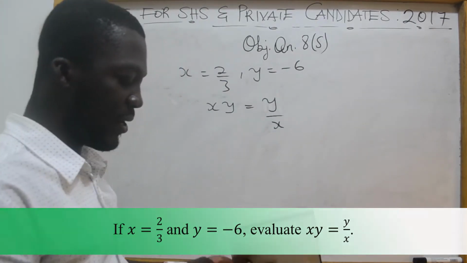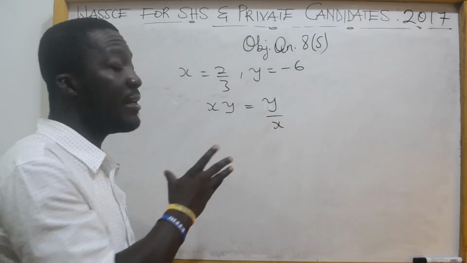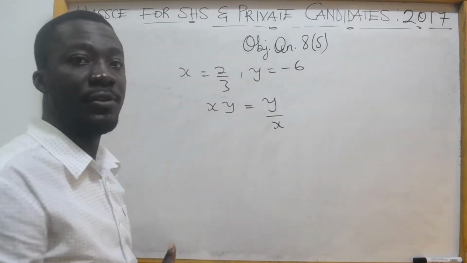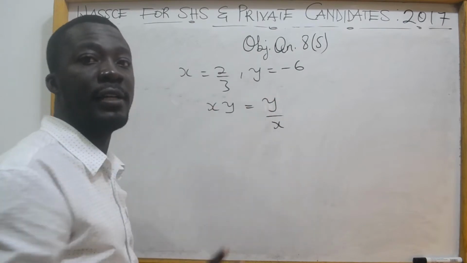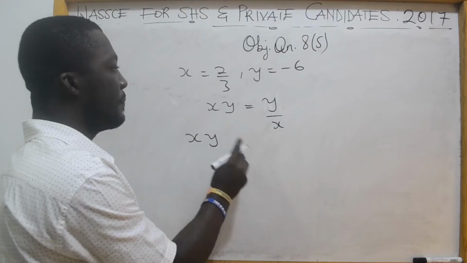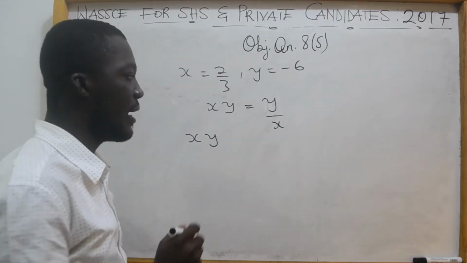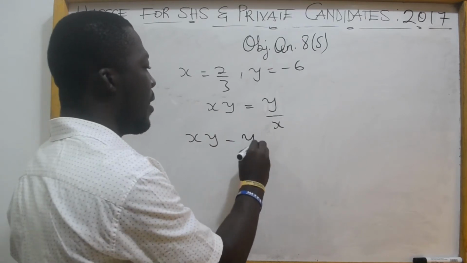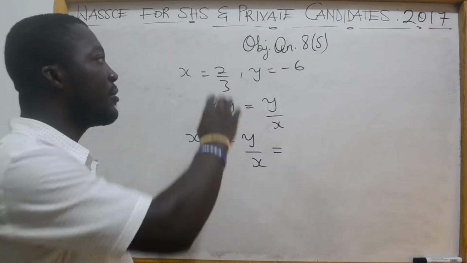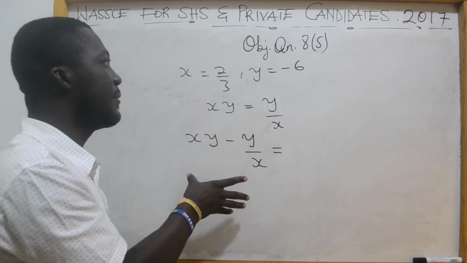y/x. We have been given this in an equation form. To be able to evaluate this, we have to rewrite this in an expression form and do the substitution of the x and y's into it, and we get our final value. Meaning xy, this y/x will be transposed to the left hand side and it will become minus y/x. So we are going to do a substitution of x and y into this expression at the left hand side.